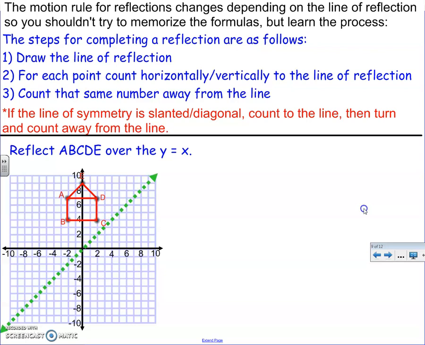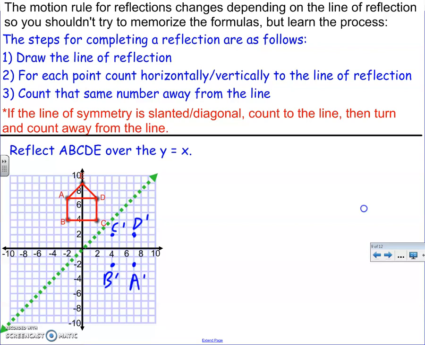So this one's slanted. So I'm going to count from C to the line. I'm going to go either right or down. I'm going to go right 2, but I have to turn, go down, down 2. All right, so that's my C prime. For D, I'm going to go right 1, 2, 3, 4, 5, then down 1, 2, 3, 4, 5. For B, right 1, 2, 3, 4, 5, 6, down 1, 2, 3, 4, 5, 6. A, I can go down if I want, so down to the line 1, 2, 3, 4, 5, 6, 7, 8, 9, then right 9. So count one direction to the line, then turn, then do the other direction away from the line.